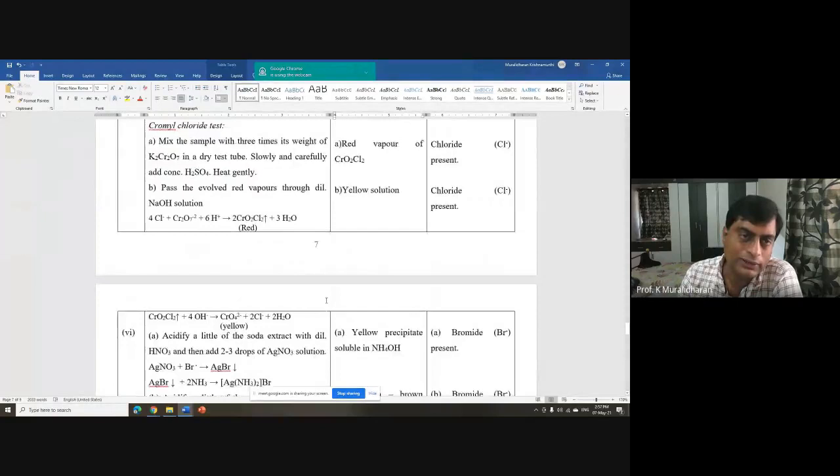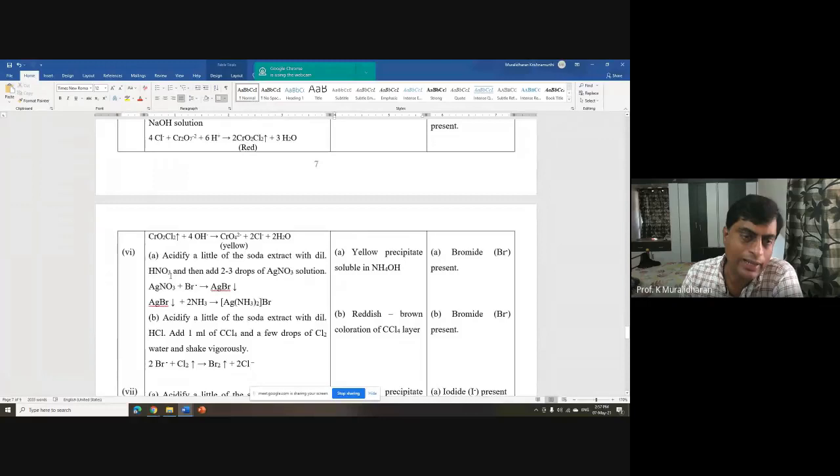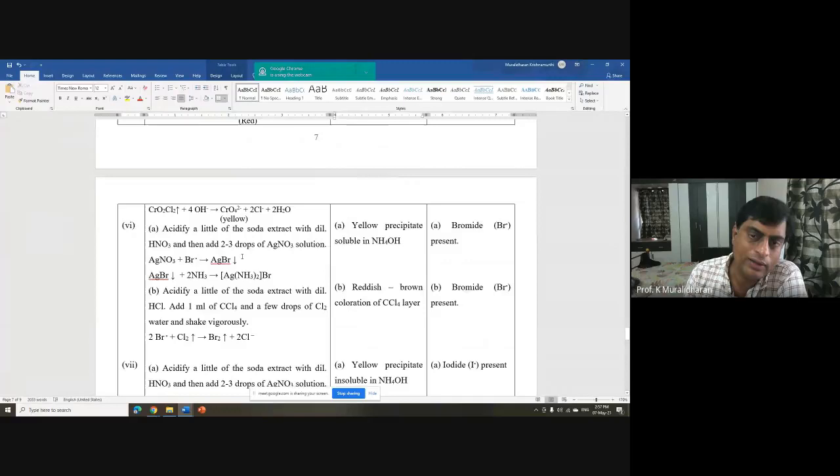So now you are going to the bromide test here. A little bit of soda extract, you are adding dilute nitric acid and 2 to 3 drops of silver nitrate solution. The reaction is mentioned: silver bromide is formed, like silver chloride. That is also not soluble in water, and when you add ammonium hydroxide solution, the yellow precipitate goes into the solution.